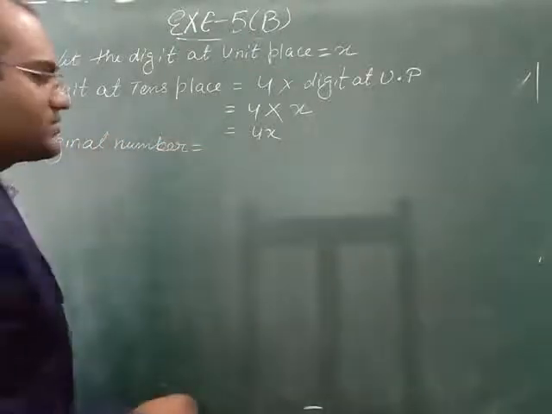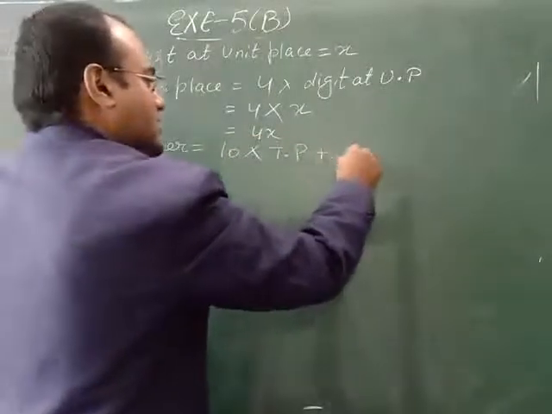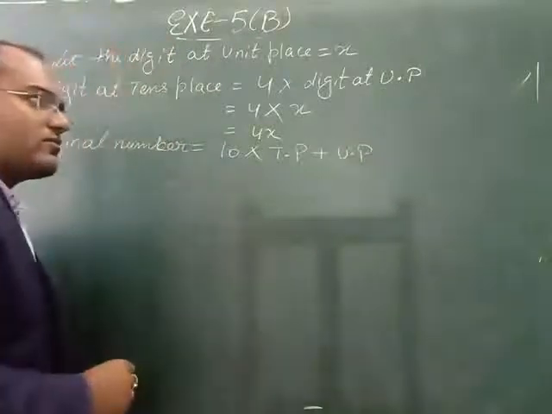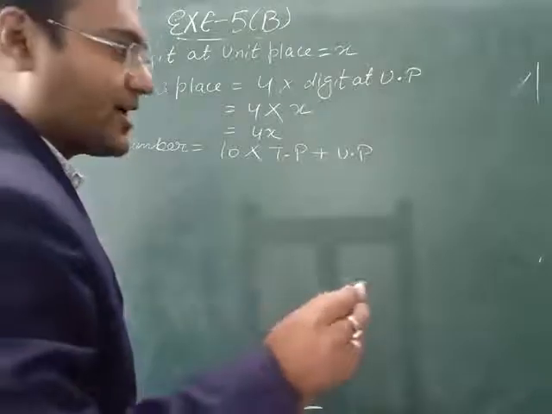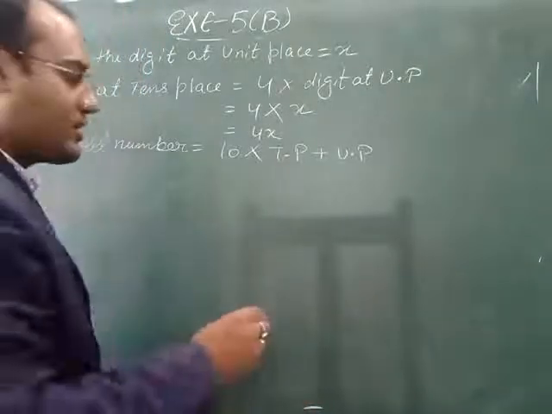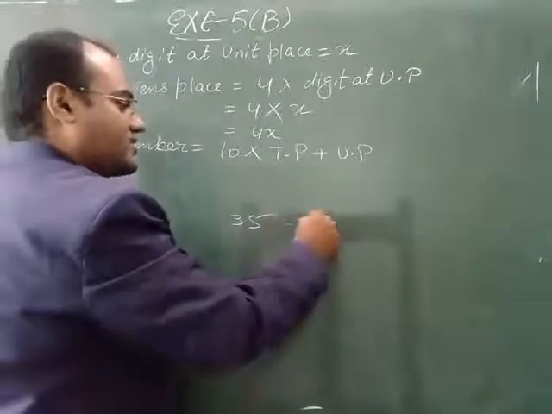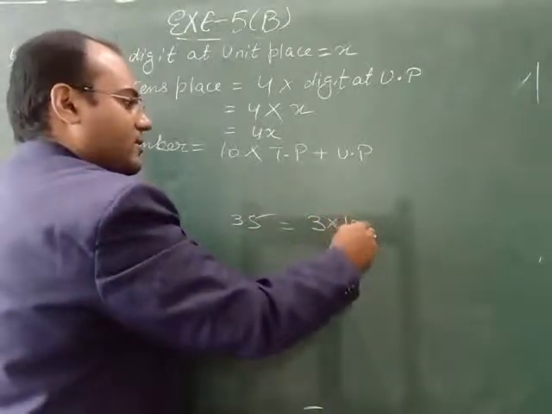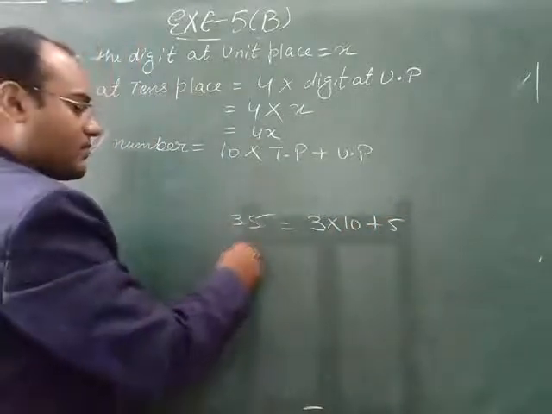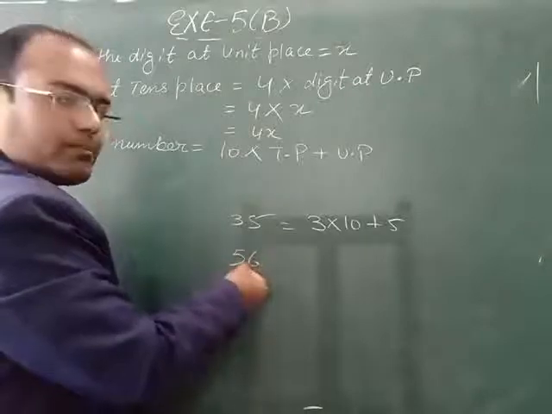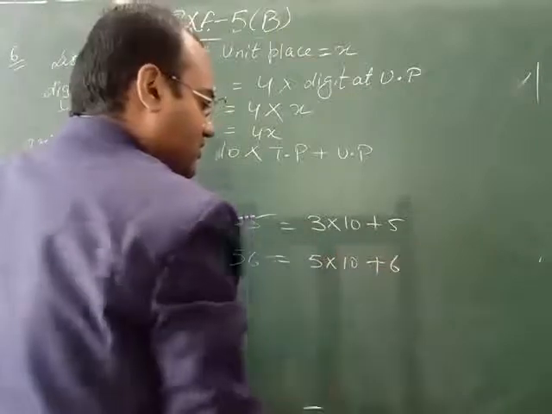Formula for number is 10 multiplied with tens place plus unit place. Why we are writing this formula? Let me give you one example. 2-digit number. Let's say 35. 35 I can write as 3 multiplied 10 plus 5. Another example, 56. This is a 2-digit number. 56 means 5 multiplied 10 plus 6.